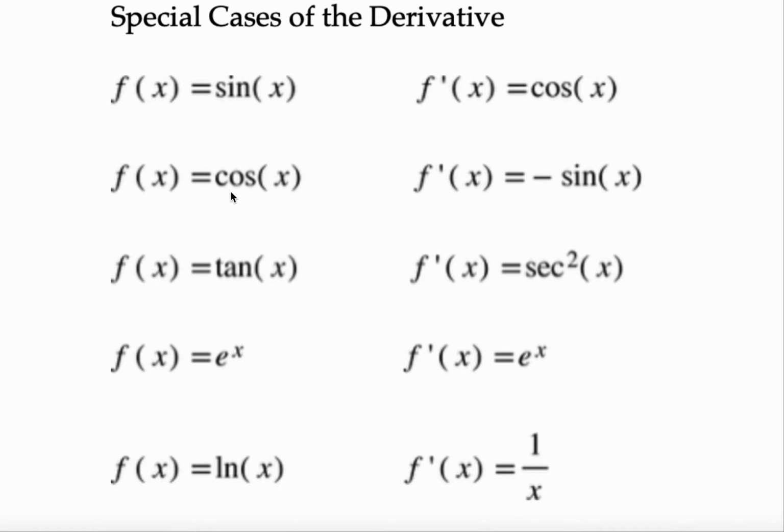So, those are that when f of x is sine of x, it becomes cosine of x. Cosine of x, the derivative is negative sine of x. So if this is negative, that would turn positive. And then tangent of x becomes secant squared x. So those are the trig derivatives.